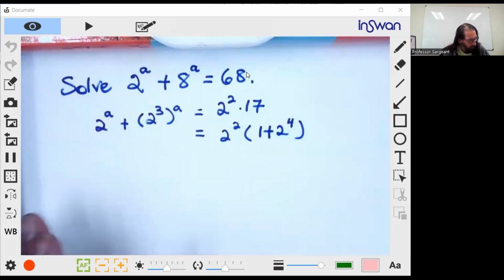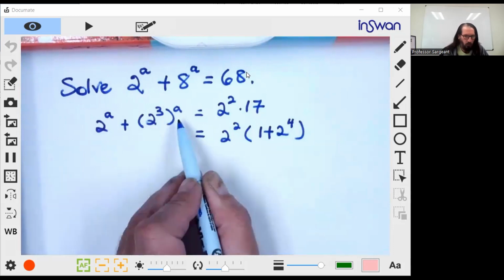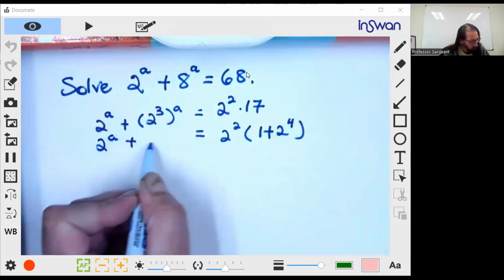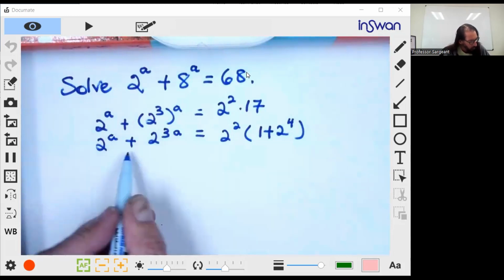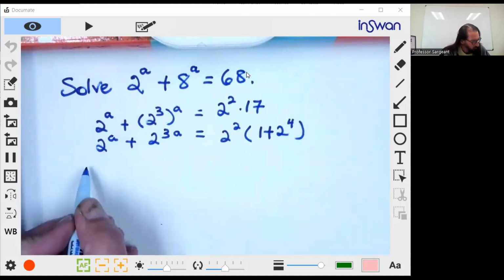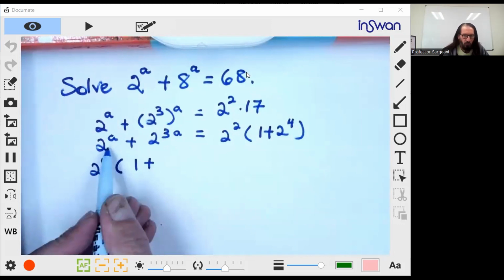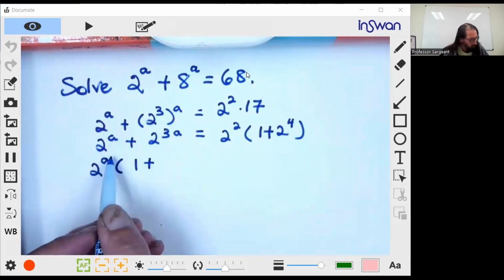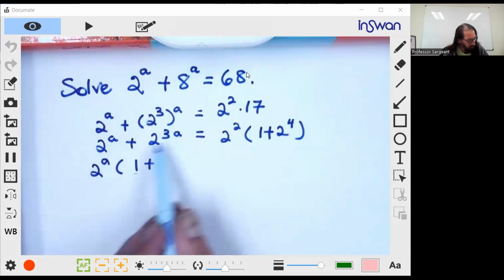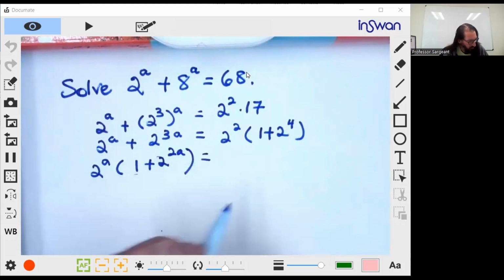On the left-hand side, we'll use the fact that when you raise something to a power, and then that is raised to a power, you multiply the exponents. On the left-hand side, I'm going to factor out 2 to the a. So factoring is closely related to division. I'm left with 1 from the first term. And I'll subtract the exponents, 3a minus a, to leave me with 2 to the 2a for my second term.